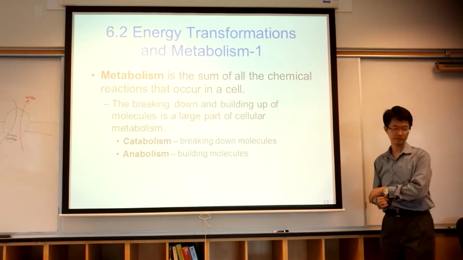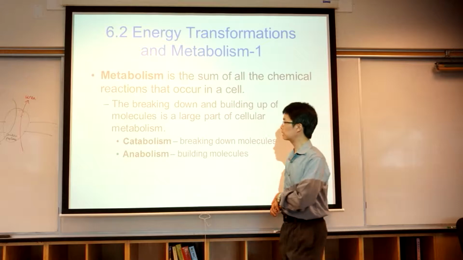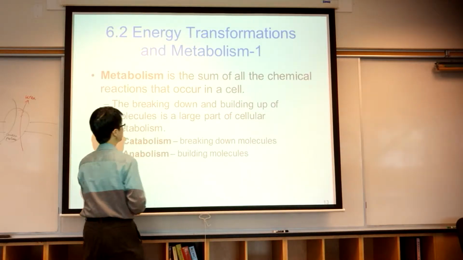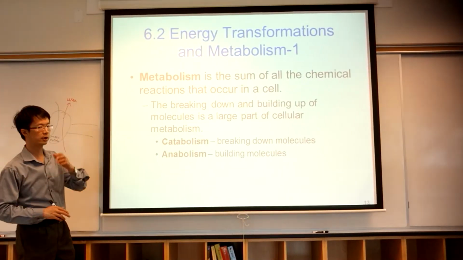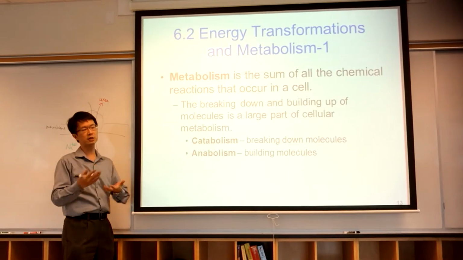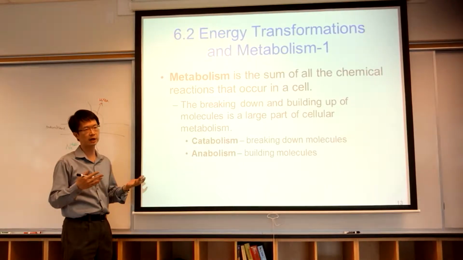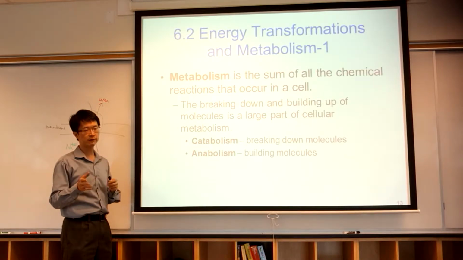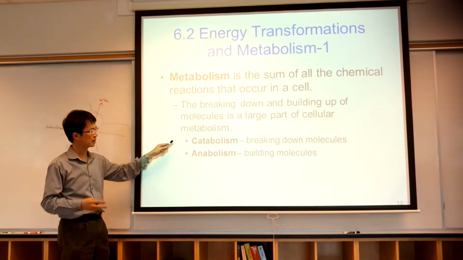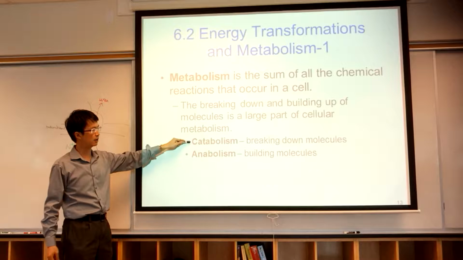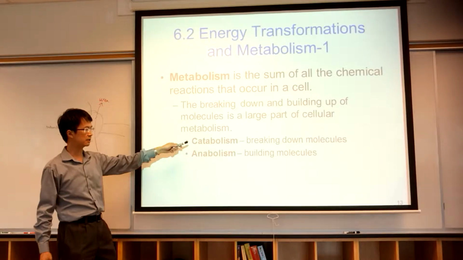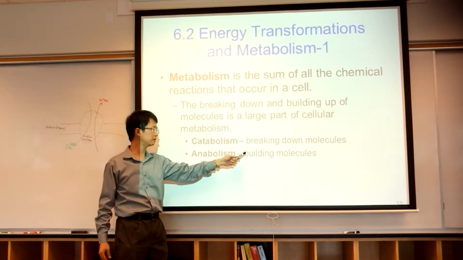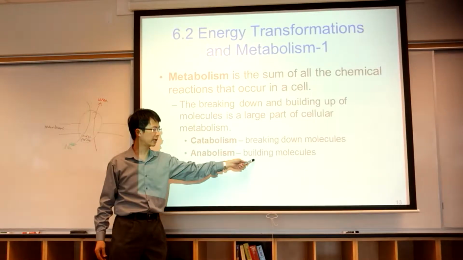Metabolism. Metabolism is the sum of all the chemical reactions that occur in the cell. Chemical reaction can be of many different types, but we can generally divide the chemical reaction into two types, catabolism and anabolism. Catabolism is breaking down of the molecule, anabolism is building molecules.